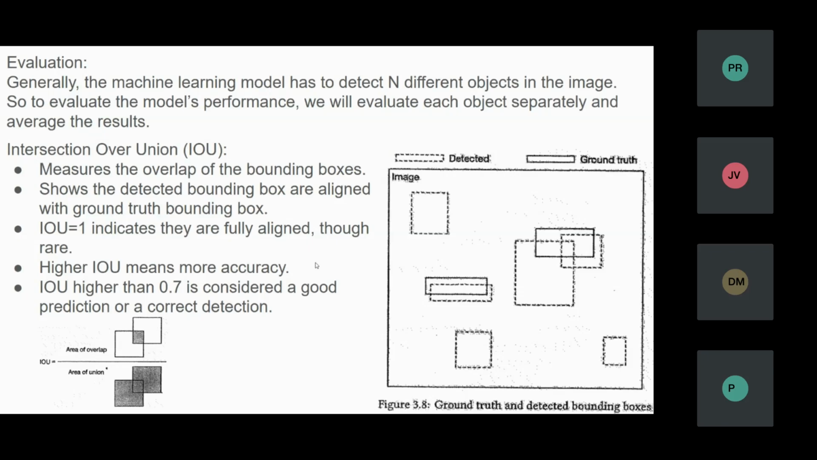You can see the formula of IOU: area of overlap upon area of union. Or you can also define the IOU in terms of shapes A and B, as the intersection of shape A and B upon the union of shape A and B.